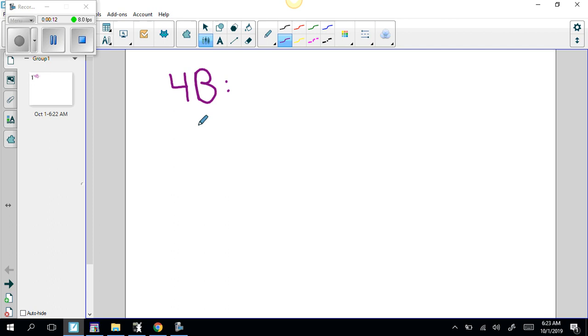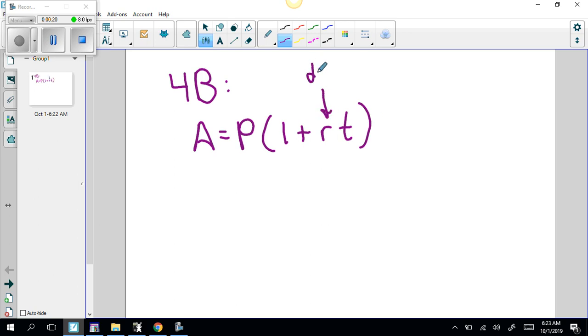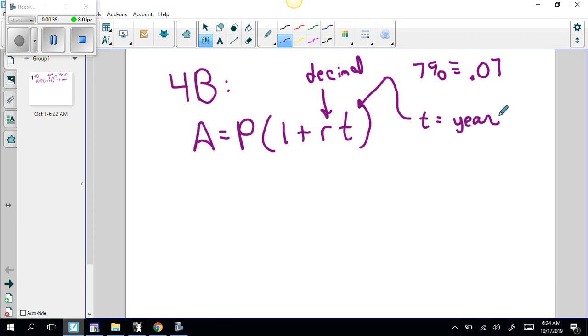The simple interest formula, where your final amount equals your principal, 1 plus RT, where R is a decimal. So if you get a 7% interest rate, R is 0.07, and time is in years. No compounding, just a one-time deal.